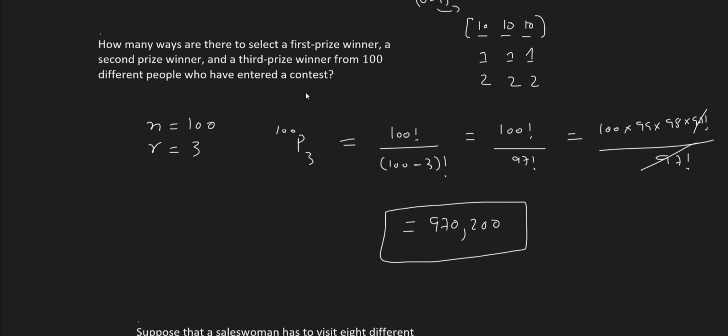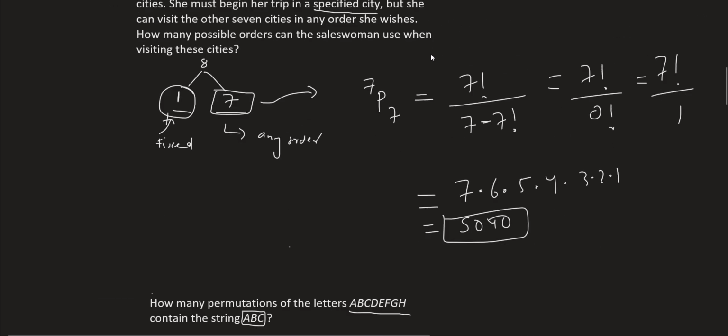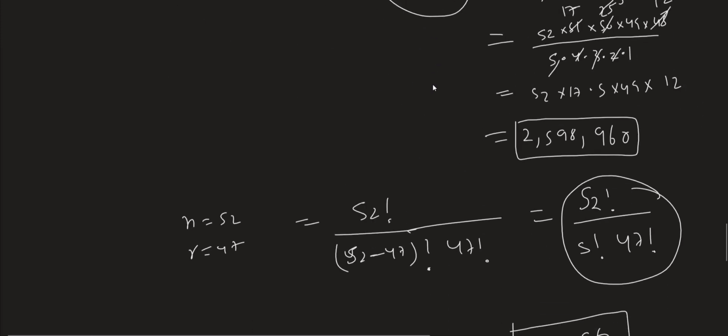Now let's say instead of 100 we have 10 people, and there are 3 prizes. So in that case, n is equal to 10, and since there are 3 prizes, r is equal to 3. Now we have to look at in how many ways we can arrange all these 3 prizes.